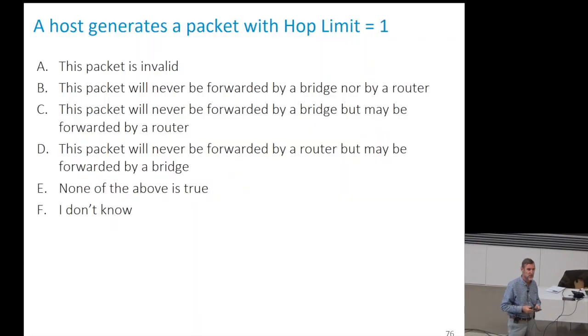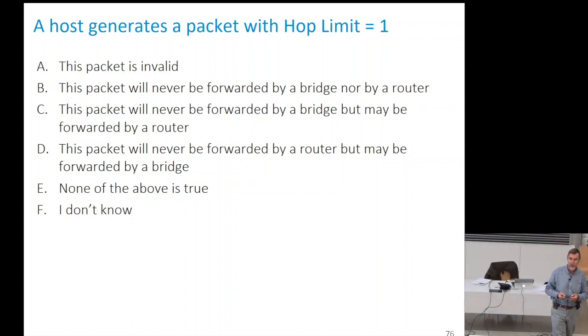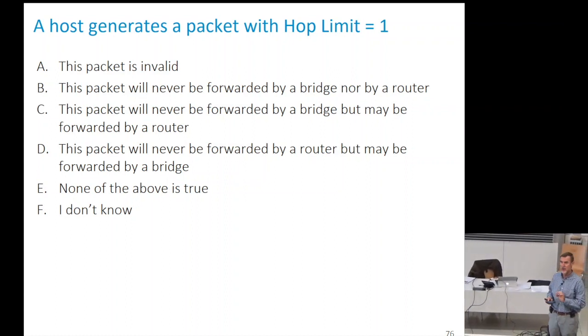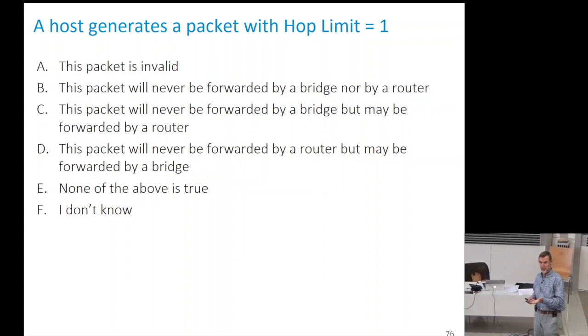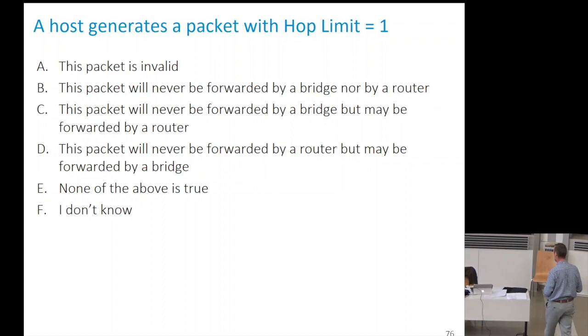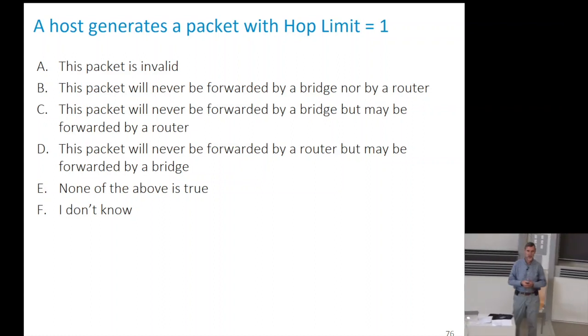And the correct answer is, of course, D. This packet will never be forwarded by a router. But bridges that are forwarders at the MAC layer, they don't look at the IP header in principle. So a bridge is not prevented from forwarding such a packet, of course. Voila, this is our last point on the IP layer.